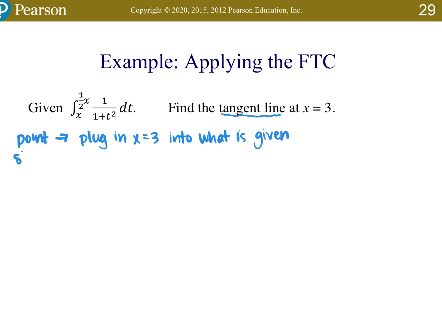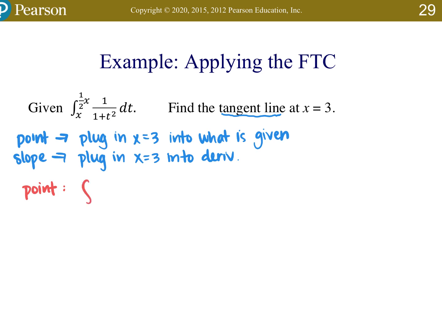And then to find our slope, we're going to plug in x is 3 into the derivative. All right, so let's see if we can do that. Let's find our point first. So let's plug in x equals 3 into what is given. And what is given is that equation right there.